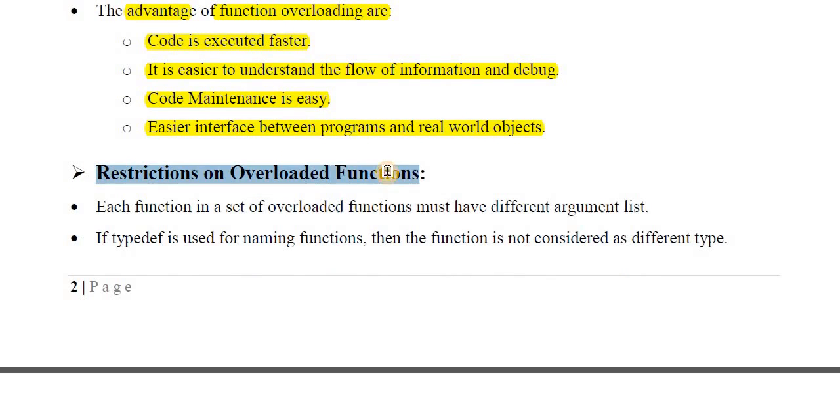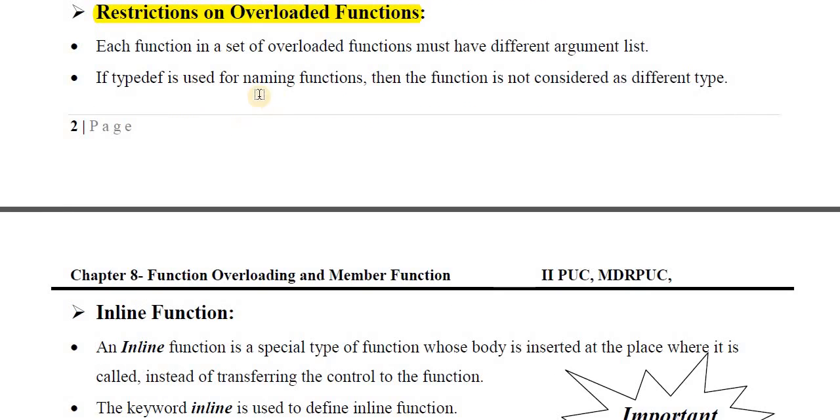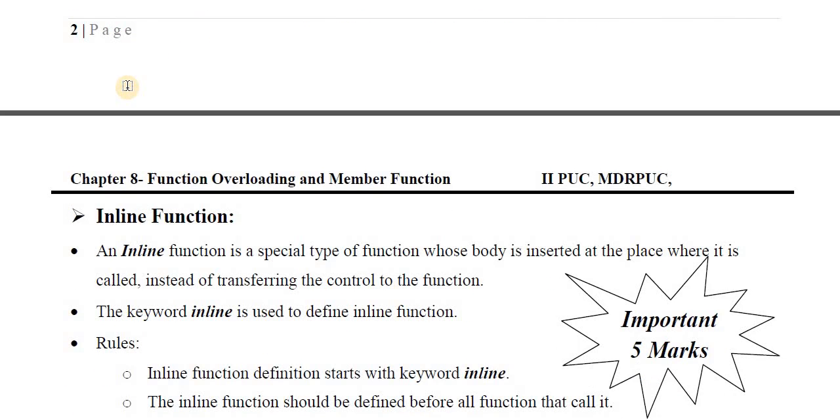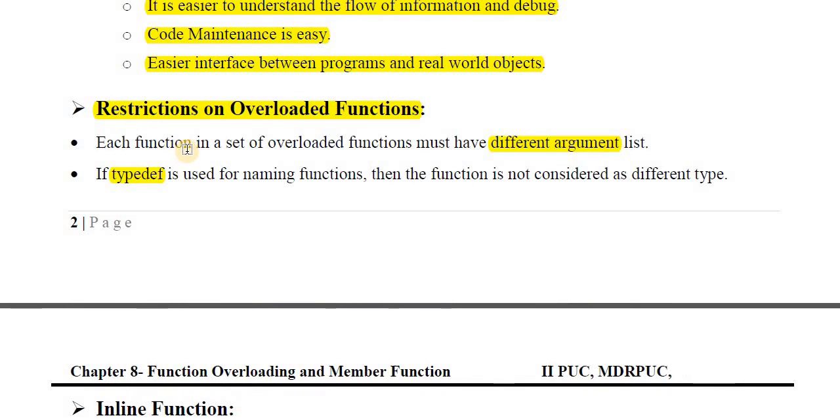Then restriction on overloaded functions. Restrictions means conditions. So to create function overloading, function name should be same but with different arguments. And for creating overloaded functions, we should not use the typedef keyword. So these are two conditions or restrictions on overloaded functions. So this is about function overloading.